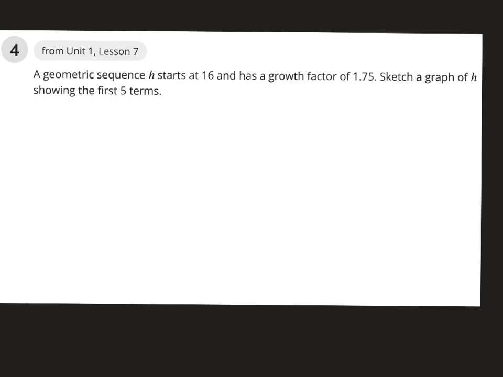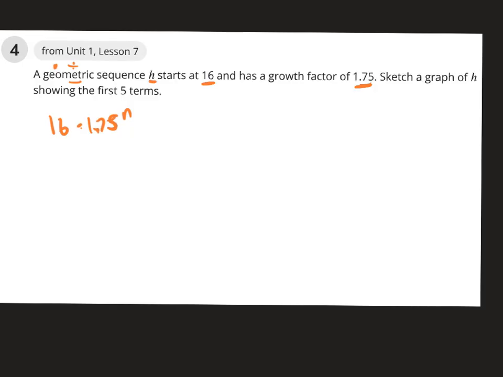Okay, a geometric sequence, h. So geometric means multiply or divide. It starts at 16 and has a growth factor of 1.75. All right, so we've got 16 times 1.75 to the n power. So let's multiply that out. You can put this in the y equals and get the numbers.